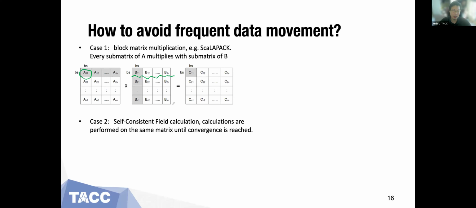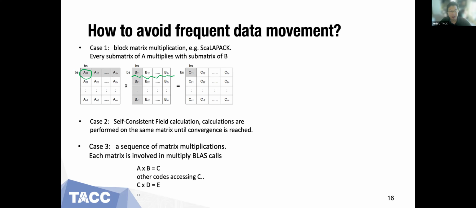In the second case, in our world, when doing quantum chemistry or quantum physics, we always do self-consistent field calculations, and that means calculations are performed on the same matrix, exactly the same array pointers, over and over again until convergence is reached. So if you just move the data to the GPU in the first cycle of the SCF, let it stay there, it can be reused by all the later cycles, with no extra data movement.